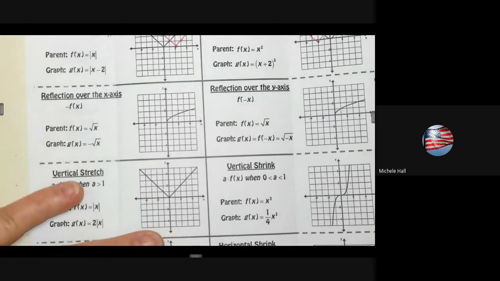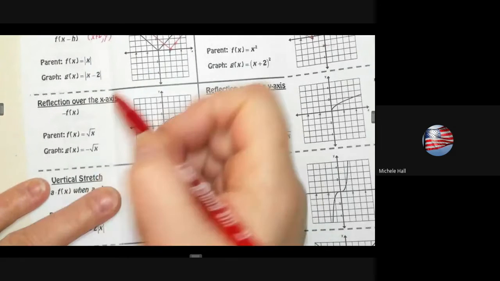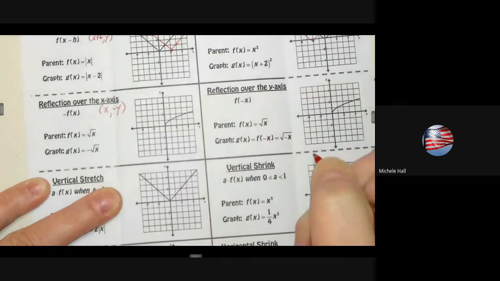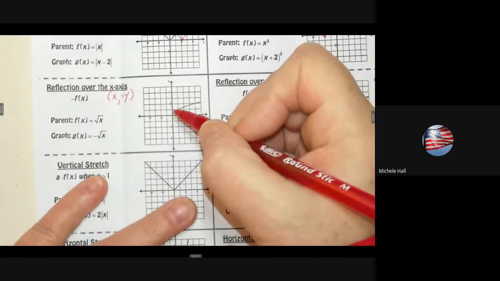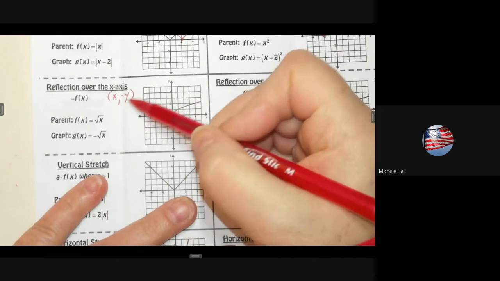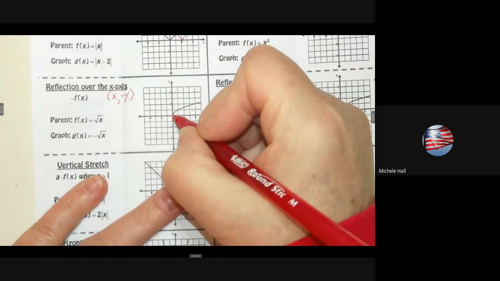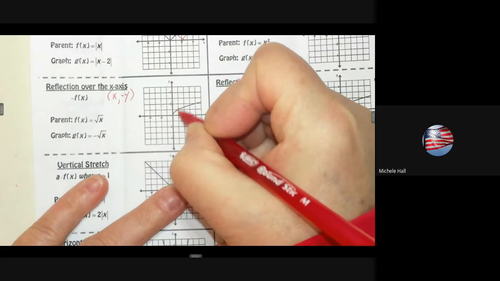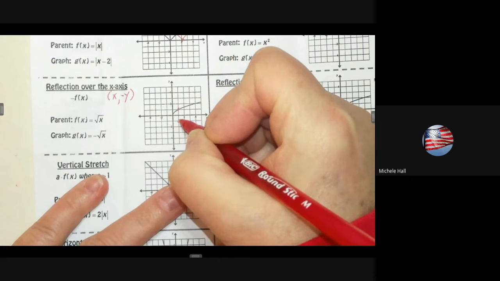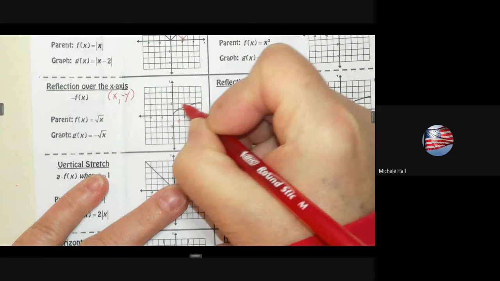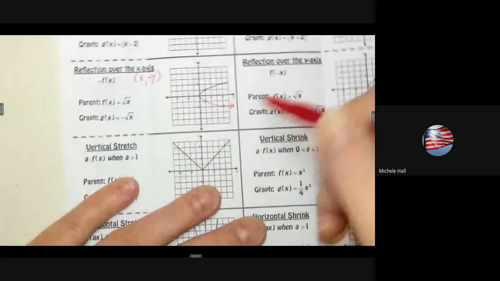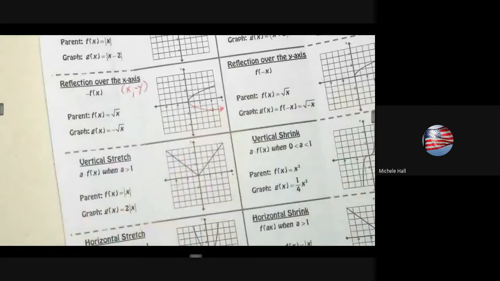Reflecting over the x-axis. To reflect over the x-axis, that means you are going to negate all your y values. I'm reflecting over the x-axis, therefore I'm changing the sign on all my y values. This would still be the same. If y is 1, then -1 will be in the reflection. If y is 2, then -2 would be in the reflection. I have just reflected over the x-axis.